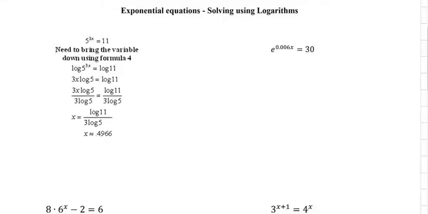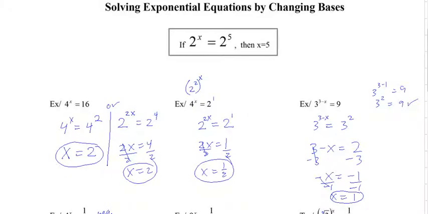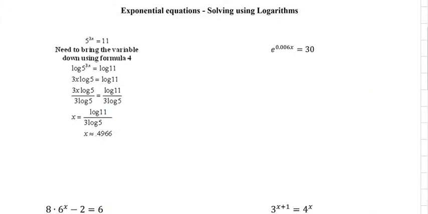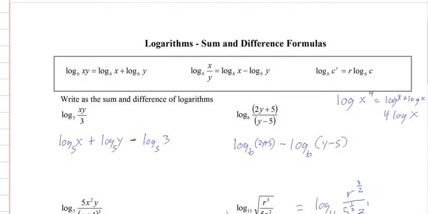This is more solving for exponential equations. So before, when we had our exponential equations, we would change their bases so that we can set the exponents equal. But with these, it's not possible. You can't turn an 11 into a base of 5 without doing a lot of work. So we use another technique, and we go back to what we learned in sum and difference of logarithms.